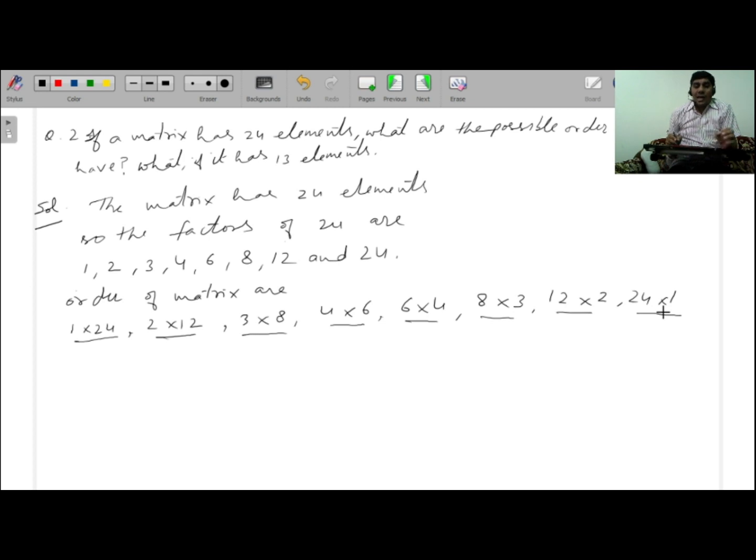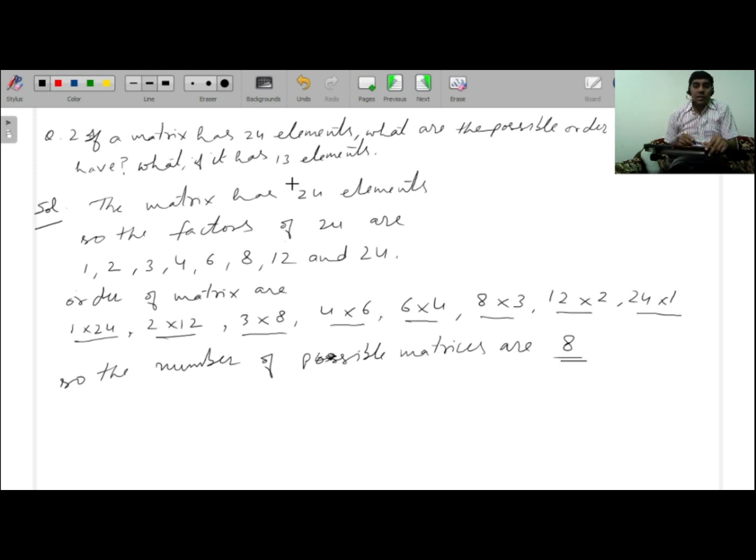So if a matrix has 24 elements, then the number of possible orders is 8.